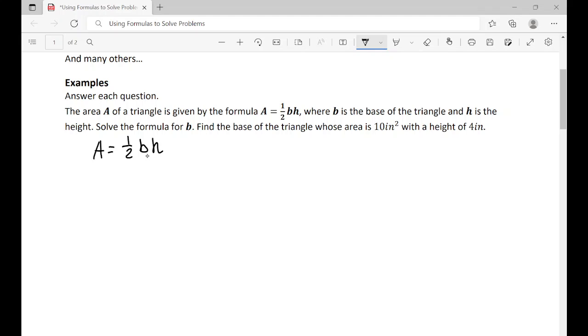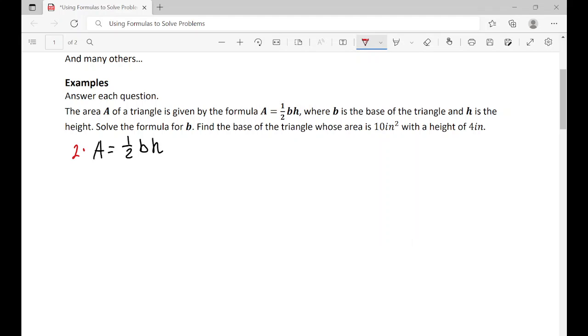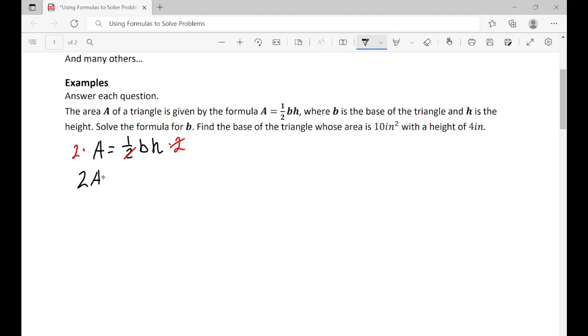You can go about it a couple of ways, but the way I'm going to do this is get rid of the 1/2 by multiplying 2 by both sides of the equation. So 2 here and 2 here, which will cancel out the 2's here. And it will leave me with 2A equals base times height. And then I'm going to divide the H on both sides, cancel it out here, and I will get 2A over H equals B. So that's my answer for the first part.